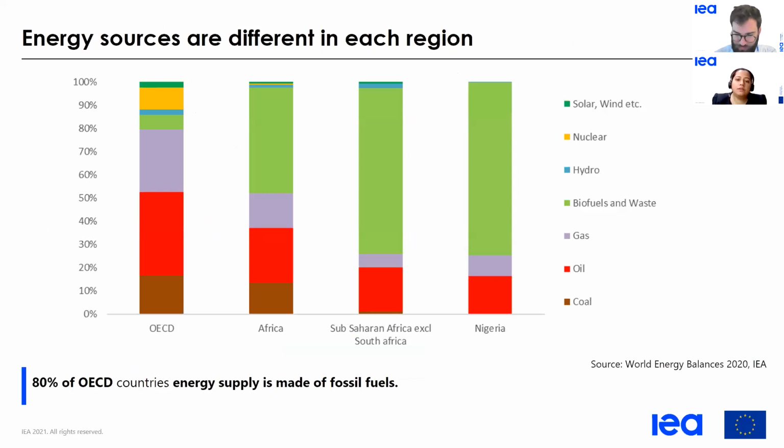So just to start, let's look at the overall perspective of energy sources in different regions. If we look at the OECD region, we see that around 80% of the energy supply mix is made of fossil fuels. But if we move to Africa, we see that it is only 50%, and biofuels and waste account for a much bigger share of nearly 50%, while hydro, nuclear, and solar, etc. are minimal. Now, when we look at Sub-Saharan Africa, the share of biofuels increases even more, to 70%.